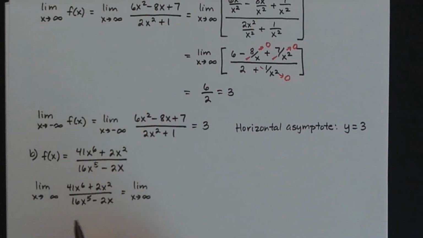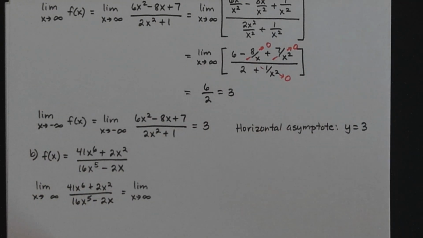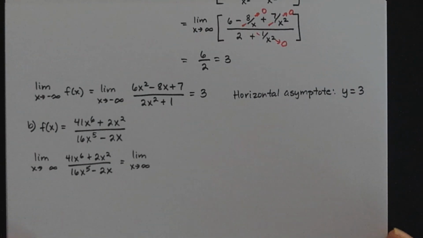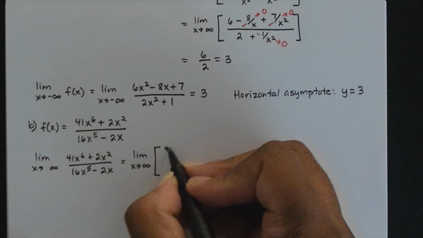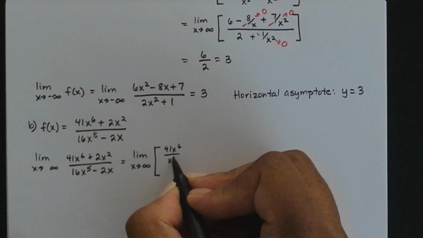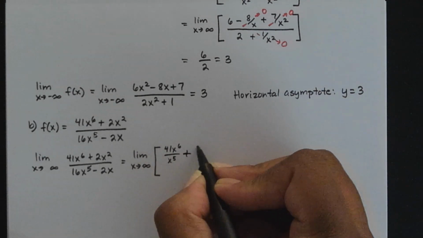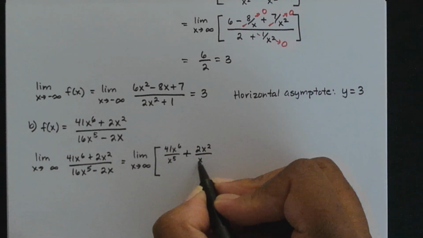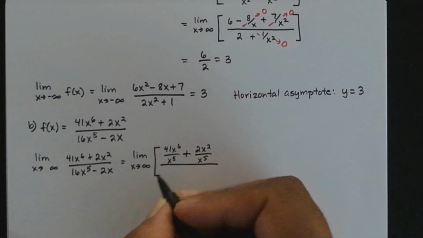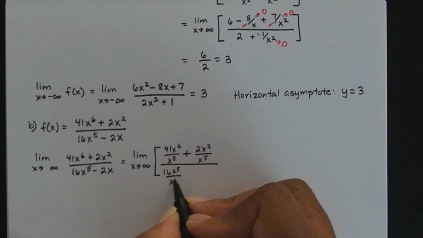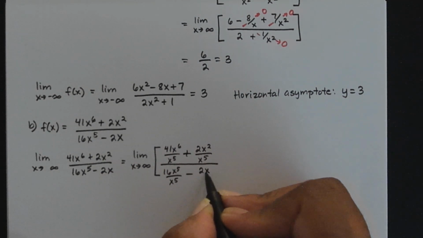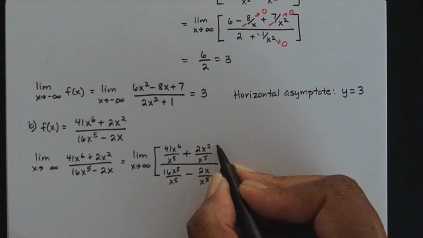All right, so we're going to divide every single term by the highest exponent in the denominator. In this case, the highest exponent is x to the 5th. So we'll divide every single term by x to the 5th. So I have 41x to the 6th divided by x to the 5th plus 2x squared divided by x to the 5th, that'd be divided by 16x to the 5th divided by x to the 5th minus 2x divided by x to the 5th.